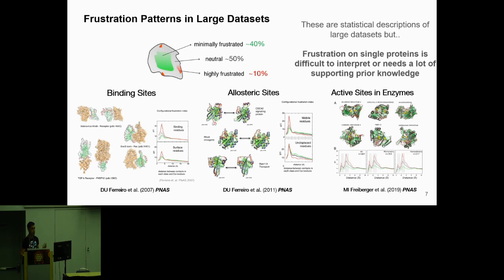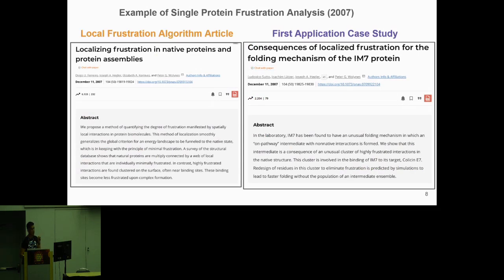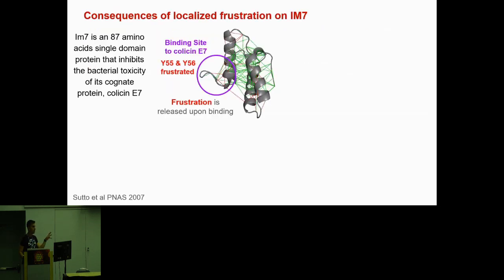But what if you want to understand local frustration in single proteins? This was still kind of difficult to interpret because it needs a lot of prior knowledge to make sense of the frustration patterns in a protein structure. And to make an example of this, I want to go back to the very beginning, when the local frustration algorithm was published in 2007, when there was also an accompanying article where the authors showed the functional consequences of frustration in a protein called IM7. IM7 is a very short protein that exists in bacteria, and it binds another protein that's called colicin E7.